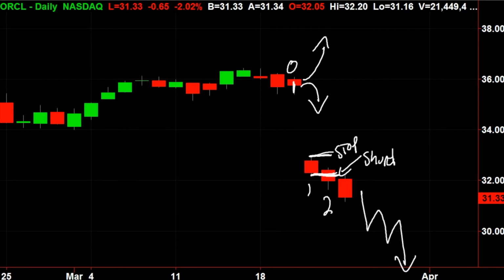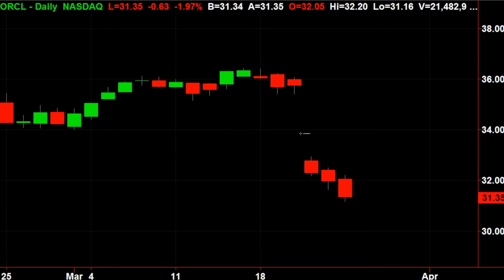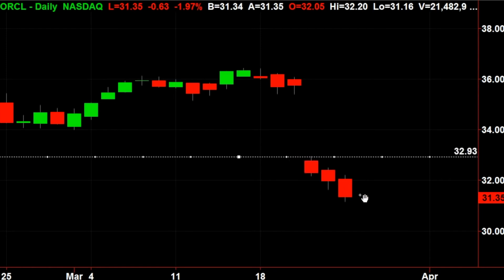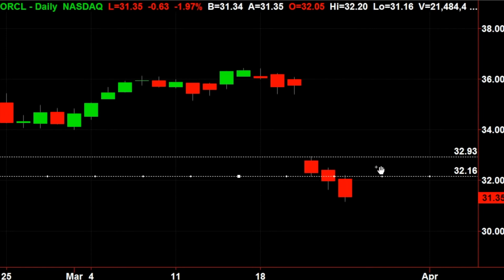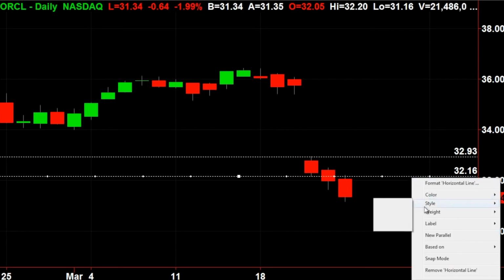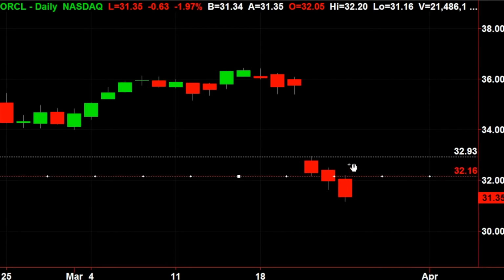So now what I'm going to do is use horizontal lines, just because it makes it easier than the little digital ink. So there's your high water mark for Oracle after it had its earnings, and here would be the low water mark. So that's the high, this is the low, and as soon as you get a trade that trades below 32.16, okay, this would be a short, and then your stop loss would be this white line.